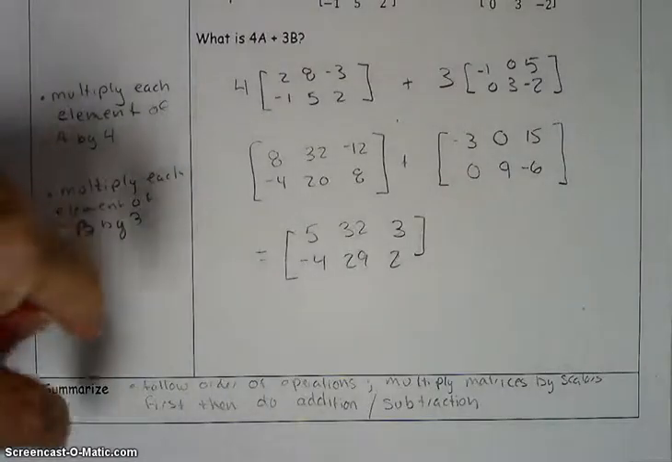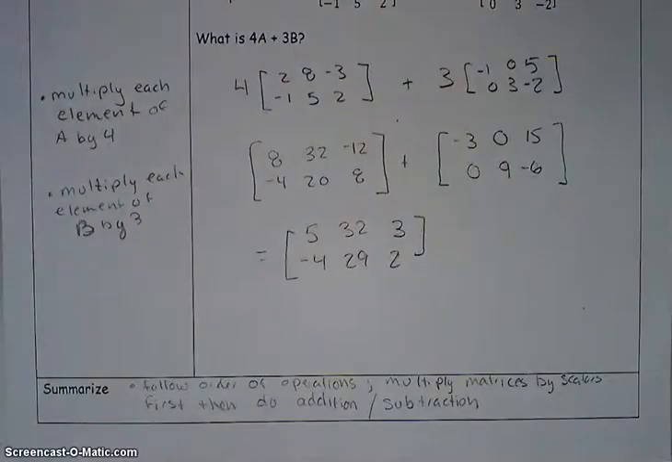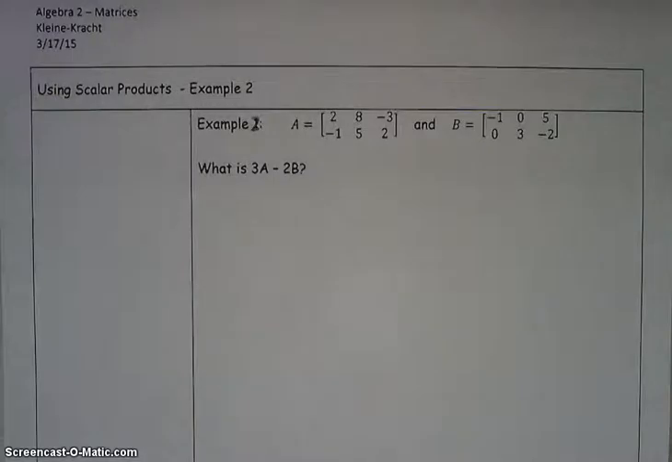Okay, and then down here in our summary for this example, just make sure you write this down, that you're going to follow the order of operations. You're going to multiply the matrices by the scalars first, and then do the addition or subtraction that you're being asked to do. Okay, so let's look at example 2.